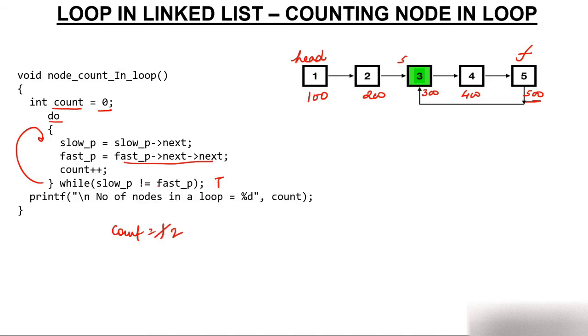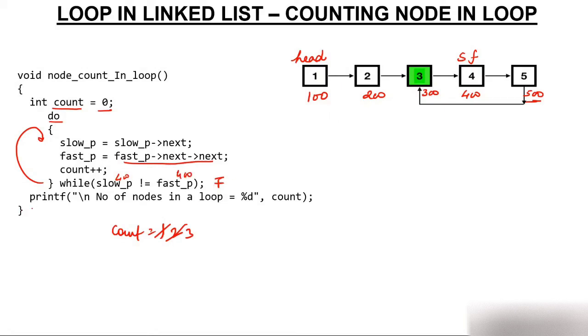Again we'll check, is slow not equal to fast? Yes, slow is at 300, fast is at 500. They are not equal, so the condition becomes true. We'll again go inside do. We'll increment slow by 1, slow will come here, and we'll increment fast by 2, one this and one this. Now slow and fast are at the same position. And increment count. So count becomes 3. We'll again check, is slow not equal to fast? The condition becomes false, because slow and fast are both equal now.